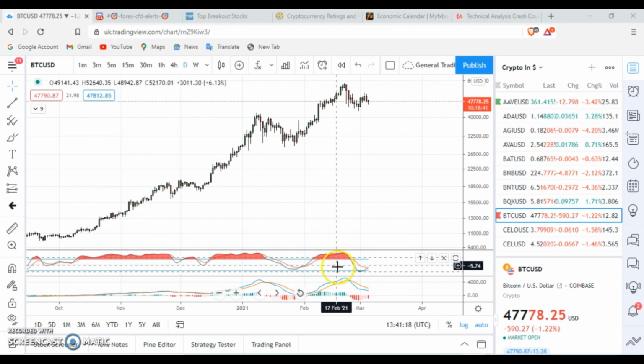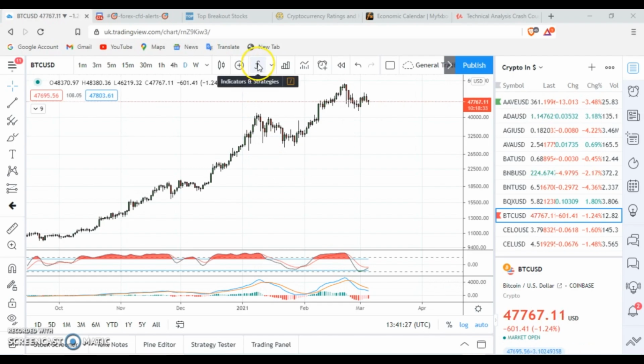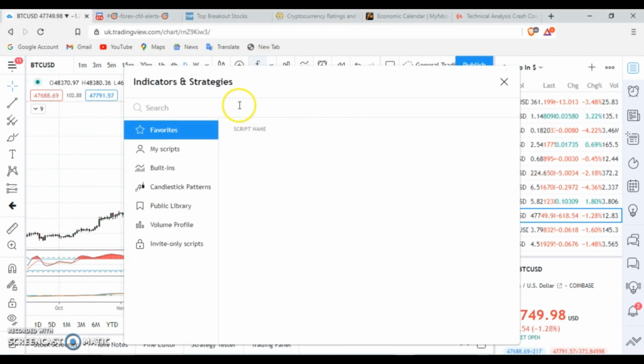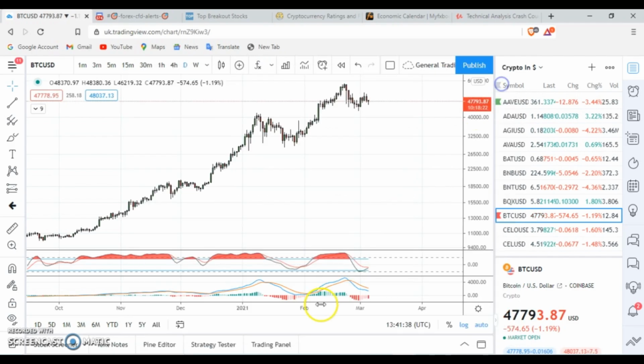Again, Stochastic and MACD both have divergence indicators as well, just like the RSI that we've covered, and you trade them the same way as the RSI divergence. So just to show you, this Stochastic one is called the Stoch_MTM. So it's this one right here, right? So you want this one here, and once you click that, it looks like that.